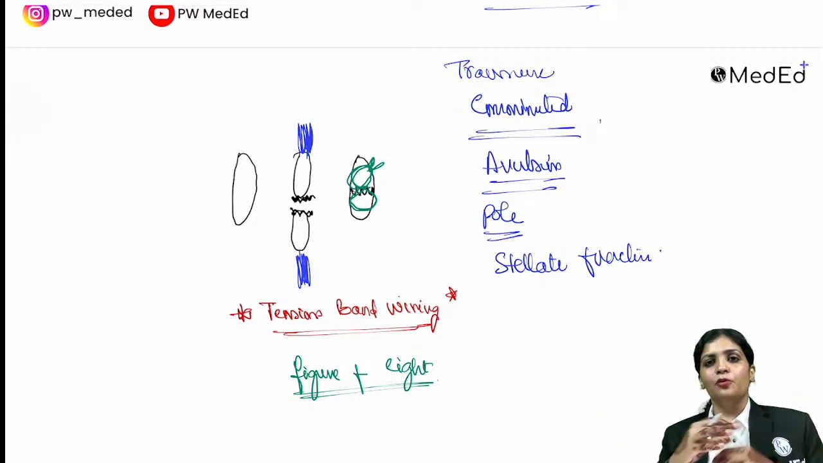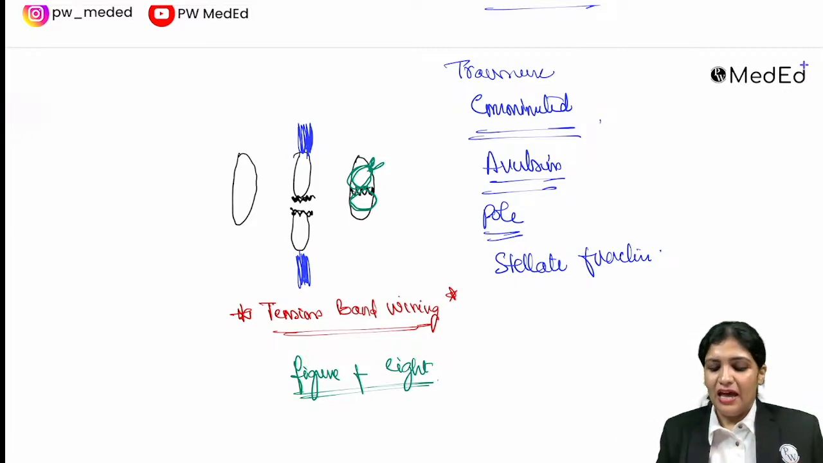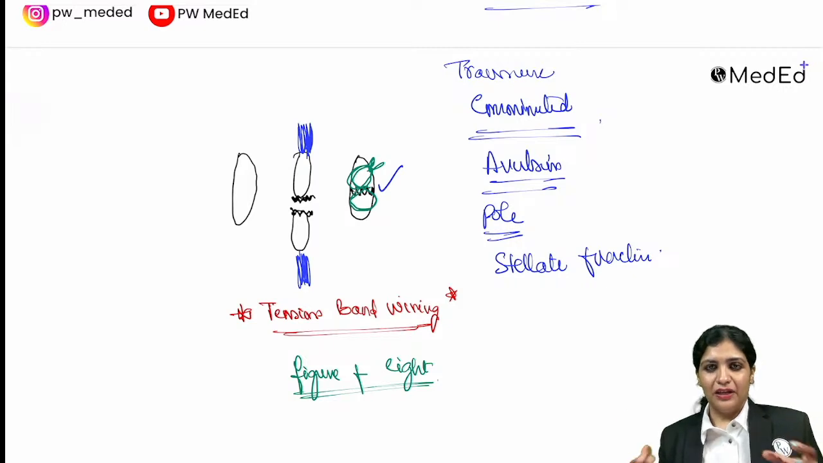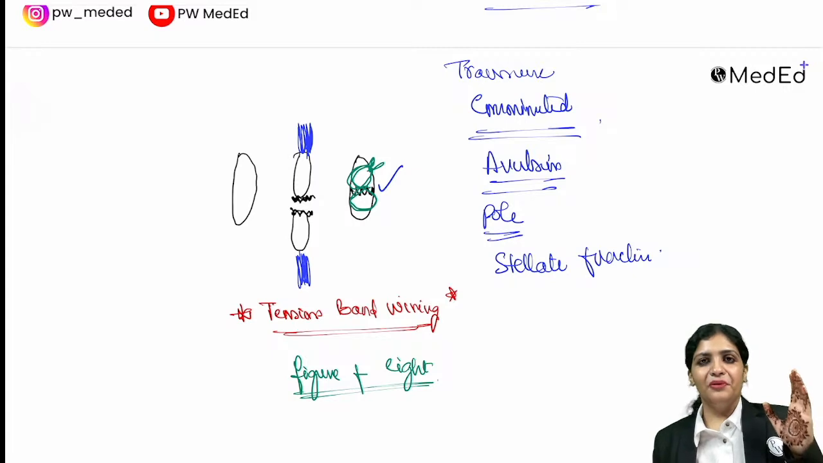So whenever there is a movement, whatever distraction would have occurred is converted to compression, and then the fracture will unite with the help of the principles of tension band wiring. So that is what you have to remember regarding the patella.